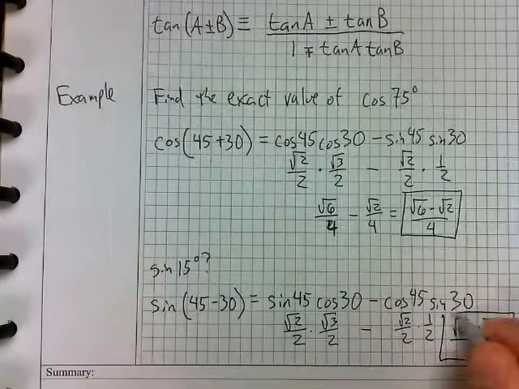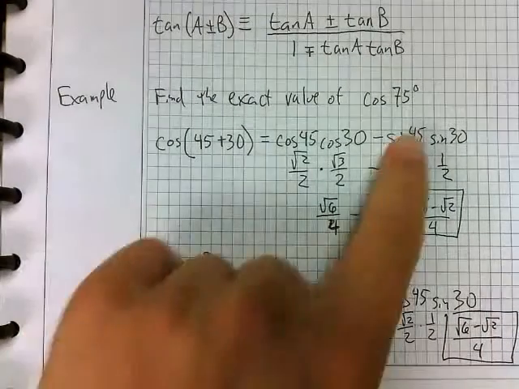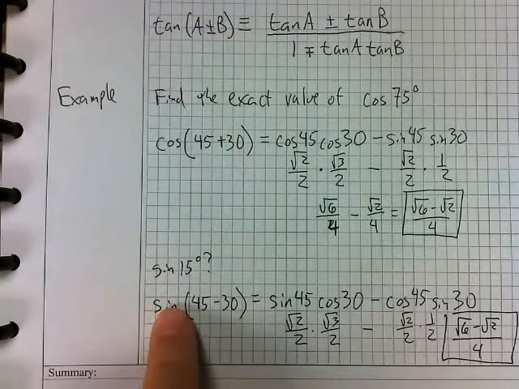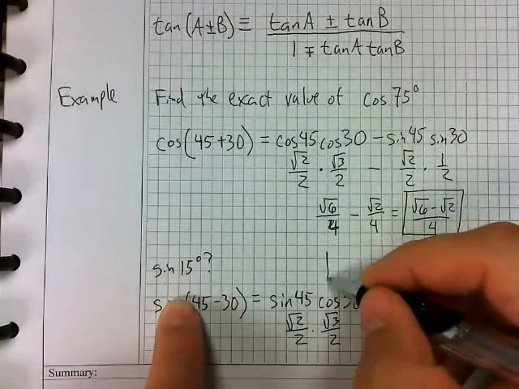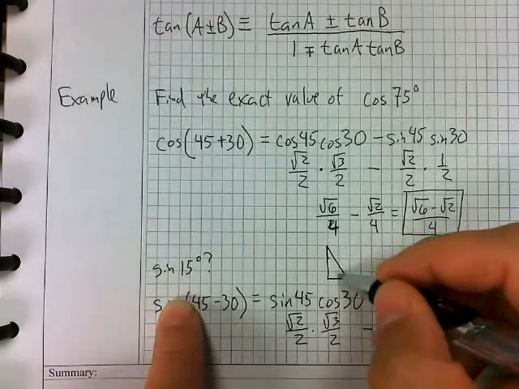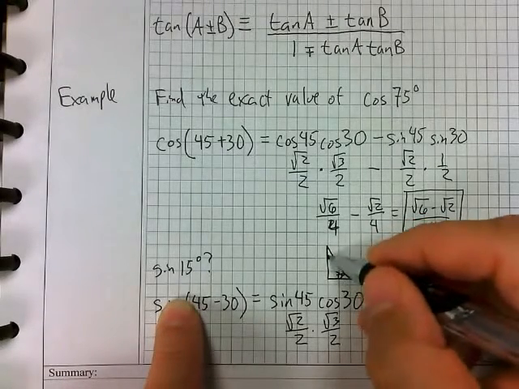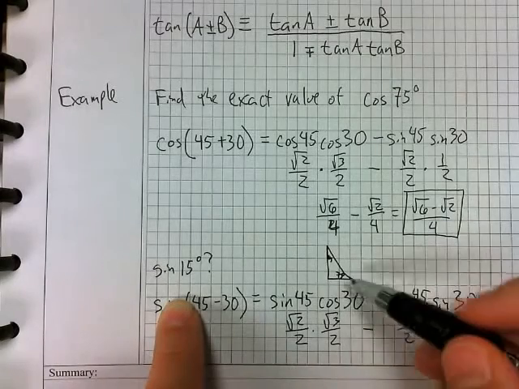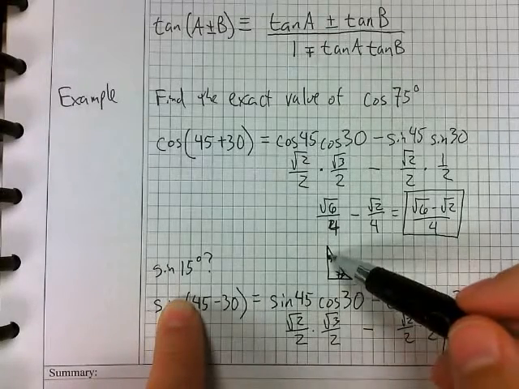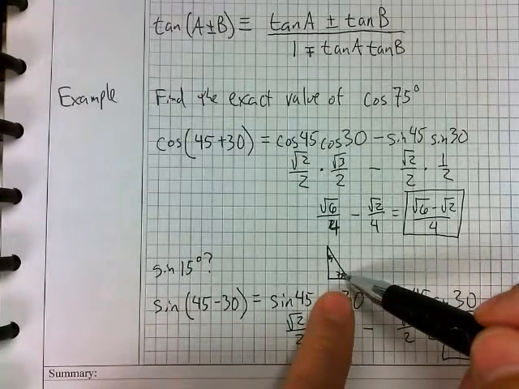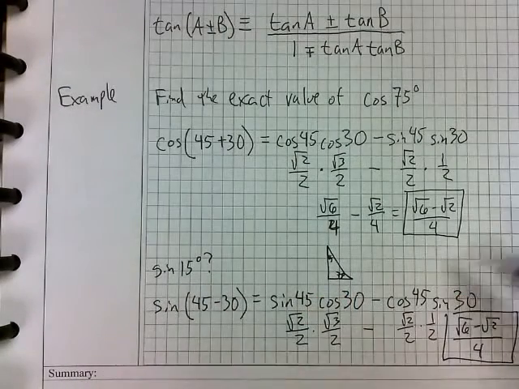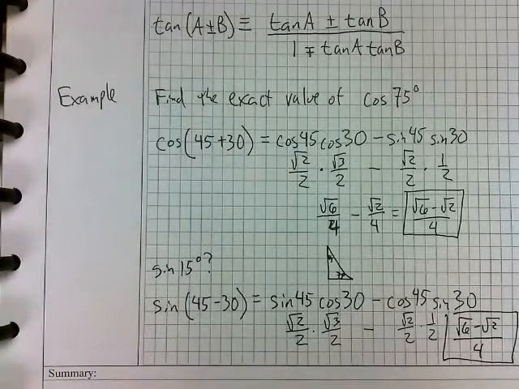Now this should make sense because 75 and 15 are complementary angles. So if I were looking at my triangle, where this was 75 degrees, this would be 15, and the cosine of this would be adjacent over hypotenuse, and sine of this would be opposite over hypotenuse. Those would equal the same thing.